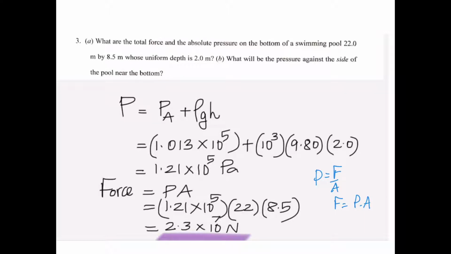So force is pressure times area. You multiply the pressure that you have with the area. What's the area of the base? It's 22 by 8.5, so it's a rectangle. Multiply those, you get the area. And so you get that big force, which is the weight of the water there, 2.3 times 10 to the 7 newtons.